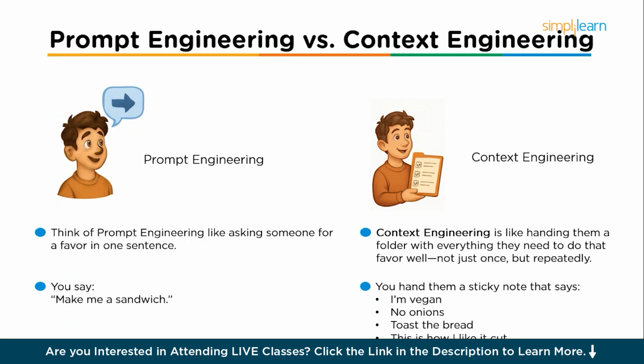Next, in the case of context engineering, you would hand them a sticky note that says, I'm vegan, no onions, toast the bread, use the sauce from the top shelf, this is how I like it cut. Now they're not just making a sandwich, they're making your sandwich, exactly the way you want it.